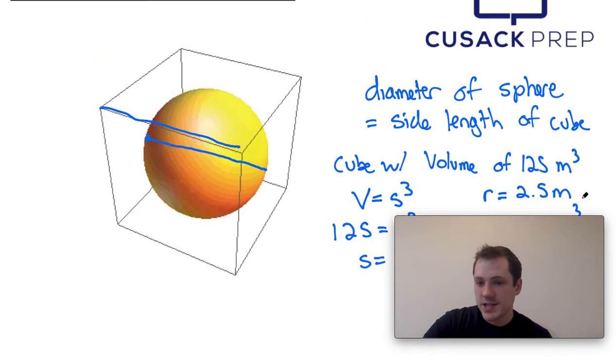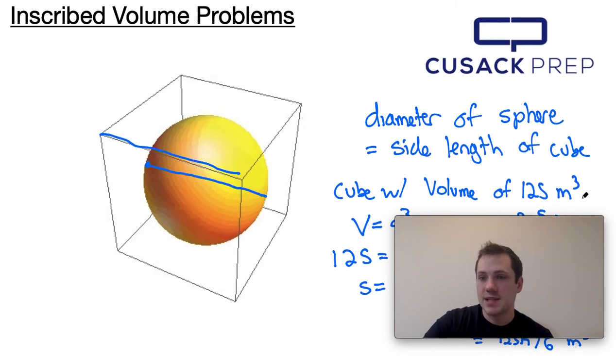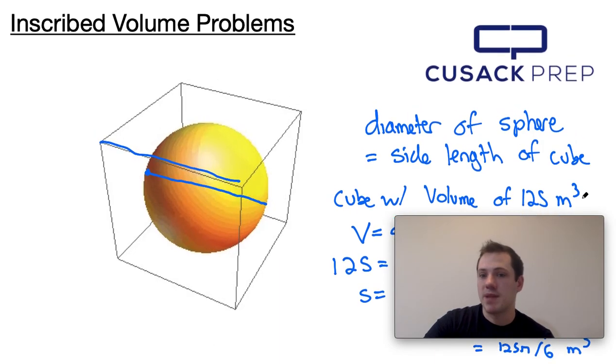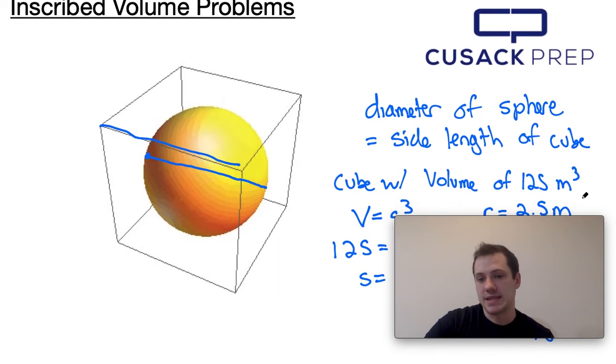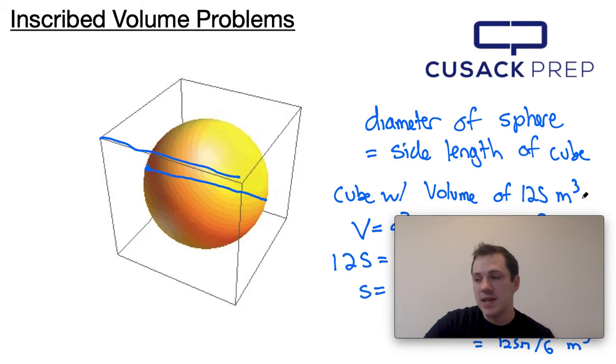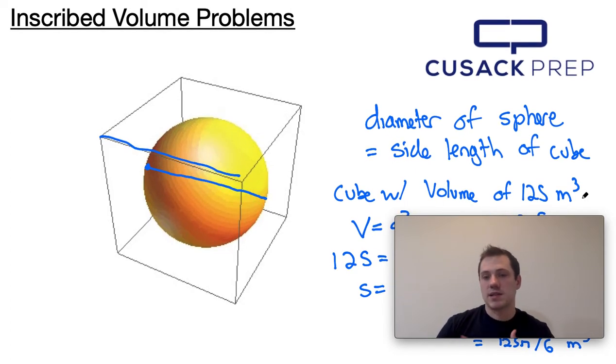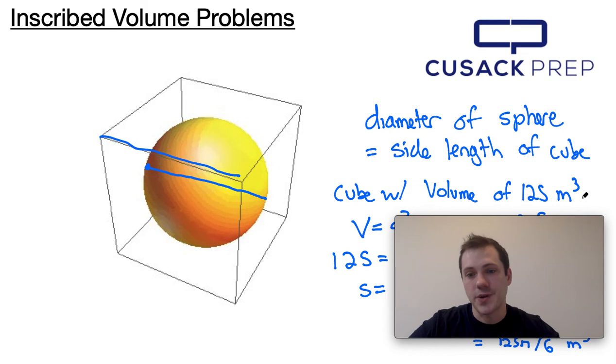So that's a common question. Not super common, but it's definitely one that people have a very high probability of missing if it were to show up. So they may ask you about a sphere inside of a cube, or they may ask you about a cube inside of a sphere. They could also ask you questions about cylinders inside of spheres, cylinders inside of cubes, cubes inside of cylinders, so on and so forth.